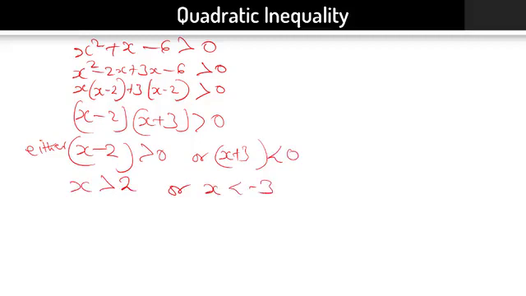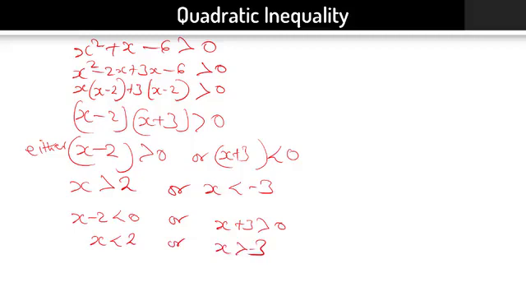Now the other way around, we decided to turn this to less than, while this was greater than. Now the other way around, let's also turn this one to less than and greater than. Then we decide which of the pair will suit our number line. So we can as well say x minus 2 less than 0 or x plus 3 greater than 0. So with this we now have our x to be less than 2 or our x to be greater than minus 3.